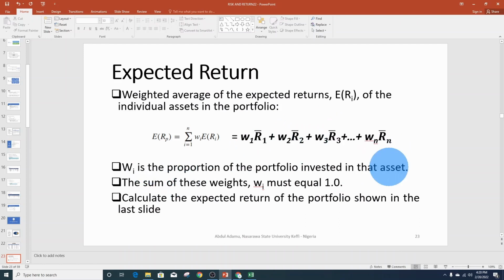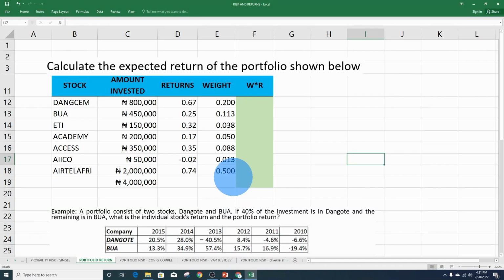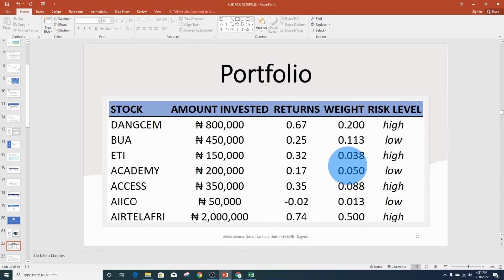So the W you are seeing here is the weight, or the proportion of the amount invested in the asset. When you add all the weights, it must be equal to 1. If we go to our Excel, this is the weight. If we press Alt equal, you can see it is equal to 1. So that is the weight.